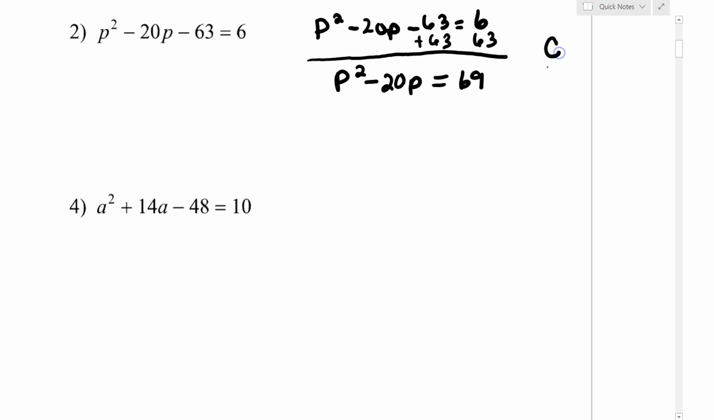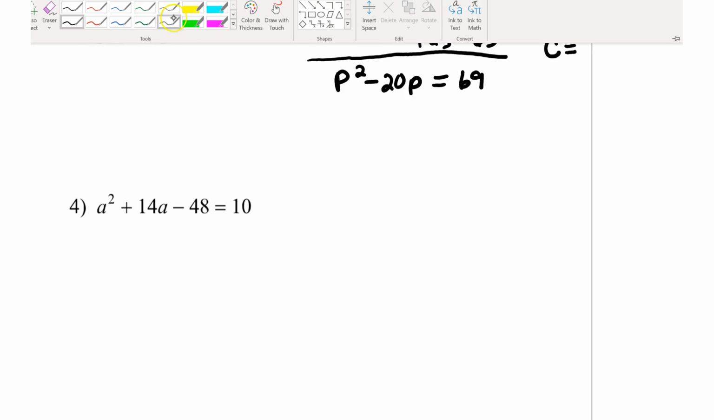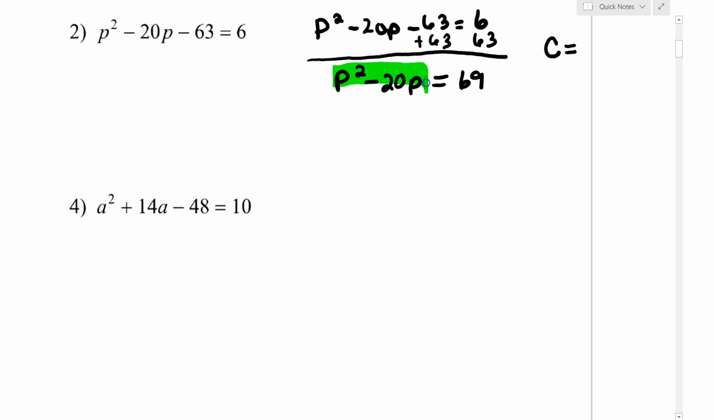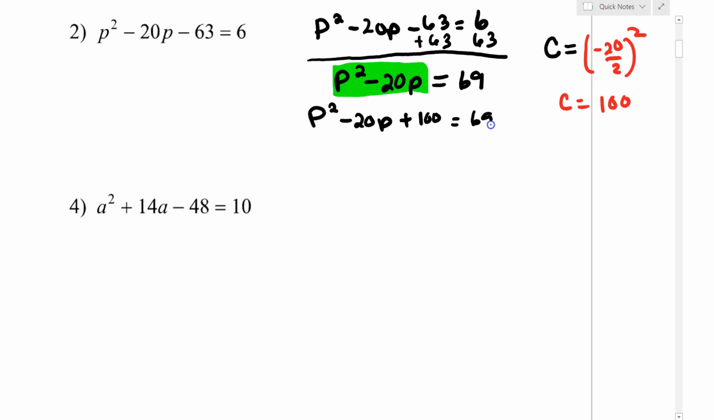We've got to find c. C is a value that's going to complete this into a perfect square. So c is going to be negative 20 divided by 2, squared. So c is equal to 100. So I have p squared minus 20p plus 100 is equal to 69 plus 100.